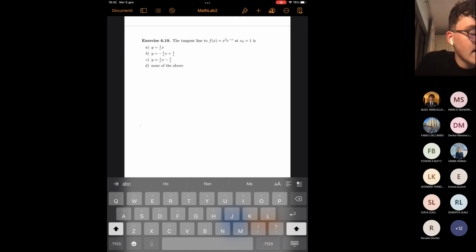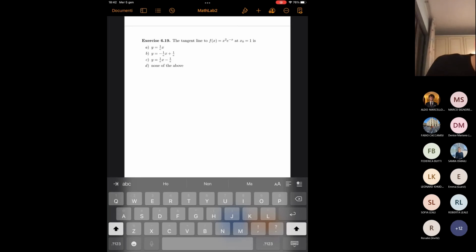So we can say that by calculating the derivative of the function at that point, so at x0, which is equal in that exercise to 1, we have to calculate the derivative in order to calculate the m, so the angular coefficient of the straight line. And in that way, we can simply understand how to calculate the line itself.